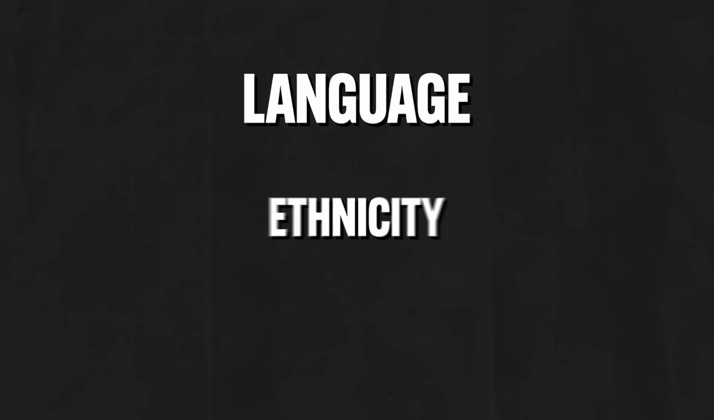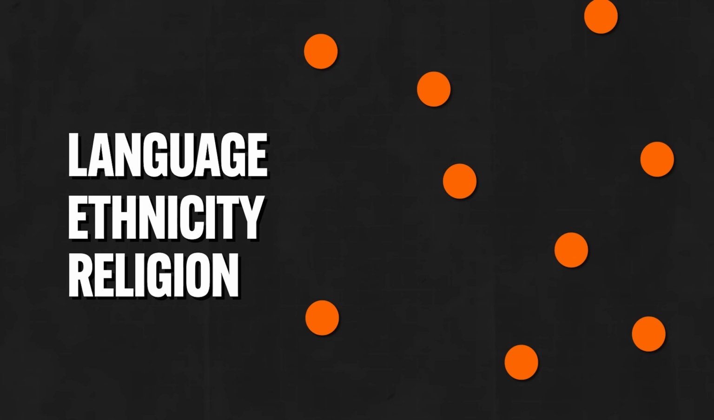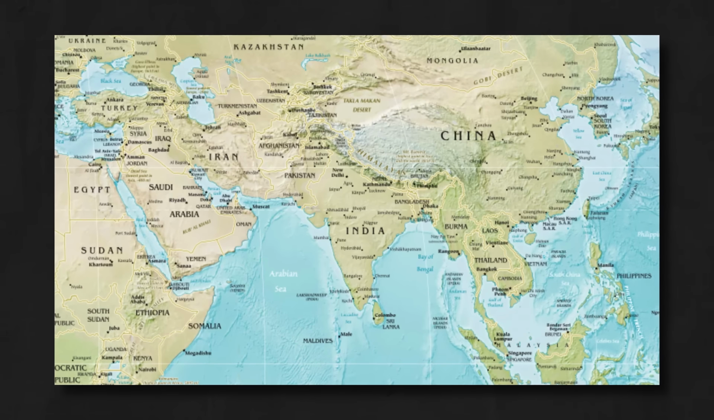And I know that sounds all warm and fuzzy like a nostalgic rainbow and cheese sandwich. But these 3 factors, language, ethnicity, and religion, while they can bring people together and create a sense of place, they can also drive people apart. So if those factors are bringing people together, they're known as centripetal forces. And you can see a good example of religion as a centripetal force in India.